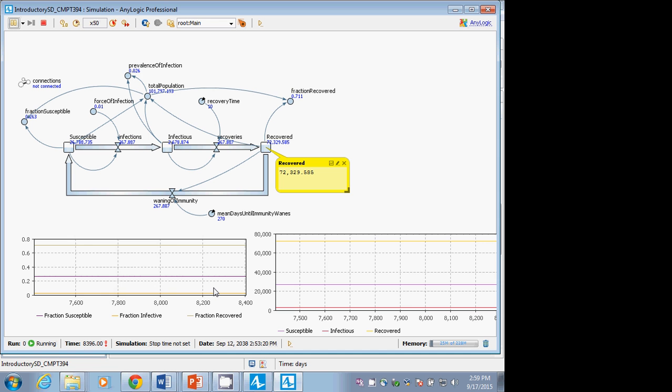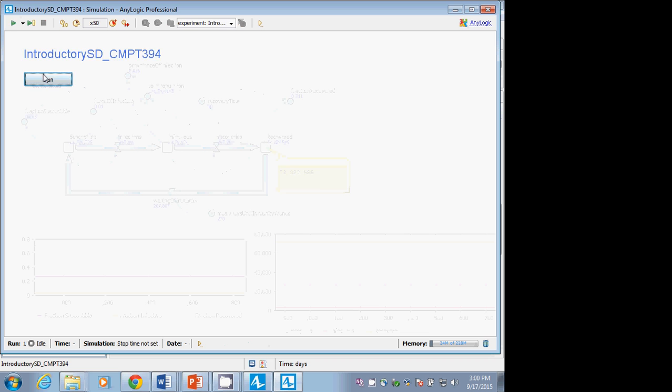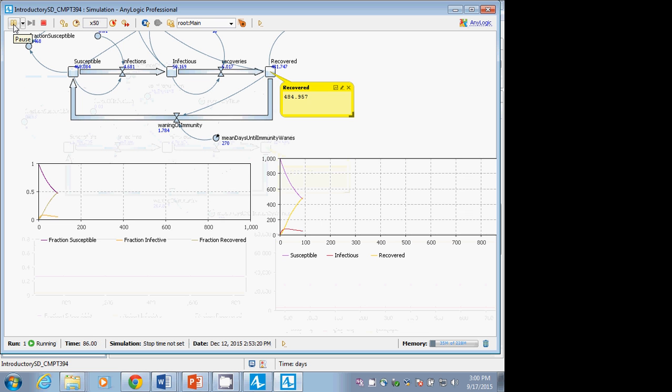Anything? Okay, yes. I'm curious why, when you initially run it, why the peak on infectious doesn't occur at the same time as the intersection between recovered and susceptible? Yeah, great question. Wonderful question. Remind me your name? Wade.